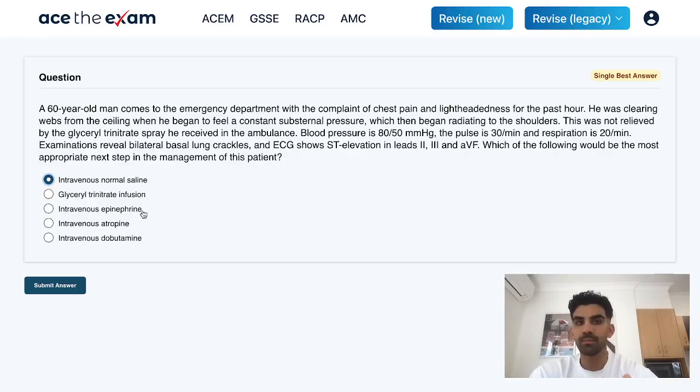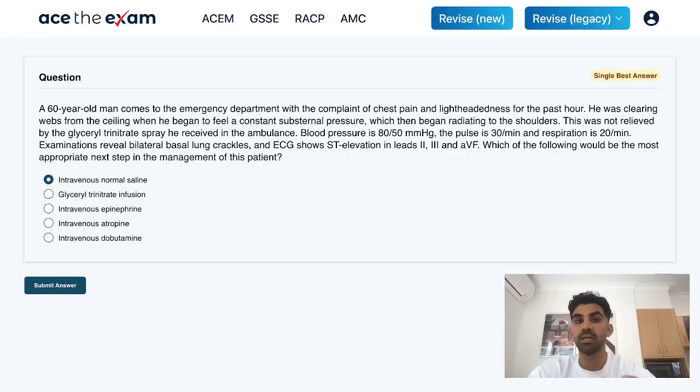Intravenous epinephrine. This is incorrect because epinephrine, remember, stimulates beta-1 and alpha-1 receptors. This will increase the heart rate, the contractility, and the afterload, but it also massively raises myocardial oxygen demand. This is something we don't want in this case. He's having an active MI, which means this can worsen the ischemia and increase the infarct size. So epinephrine is actually second line to the medication we are going to give to this person.